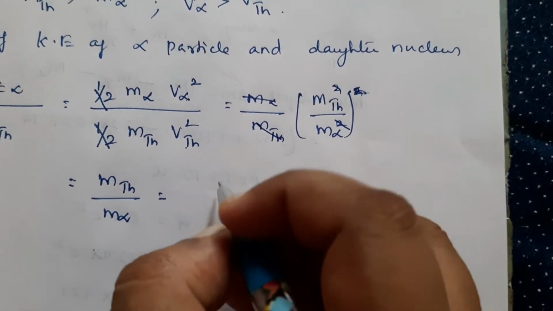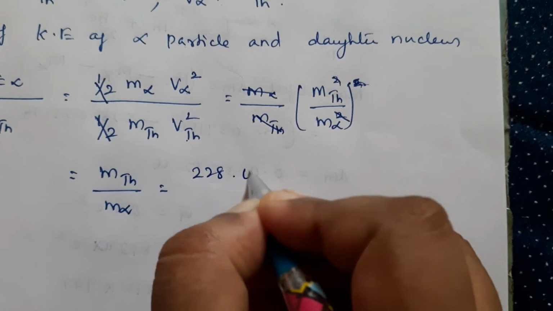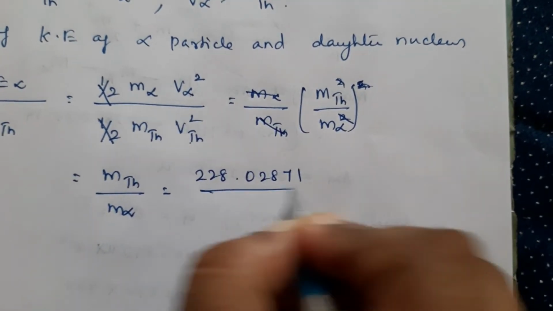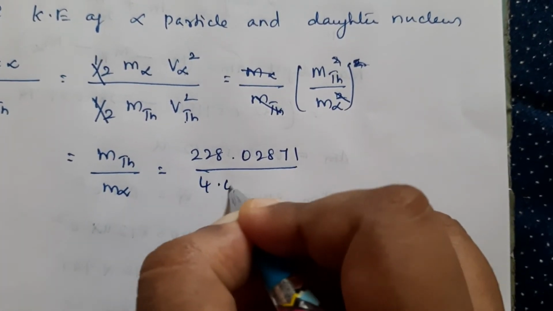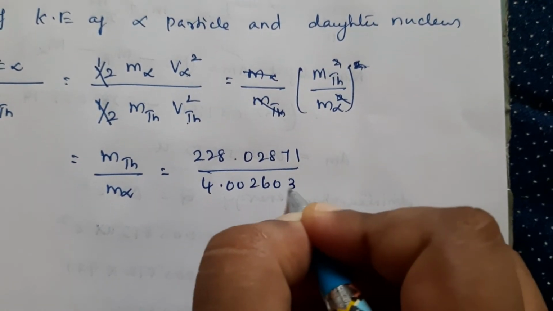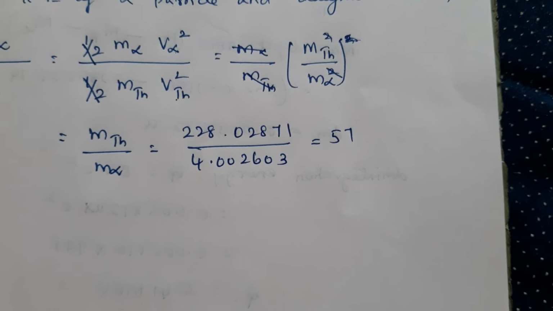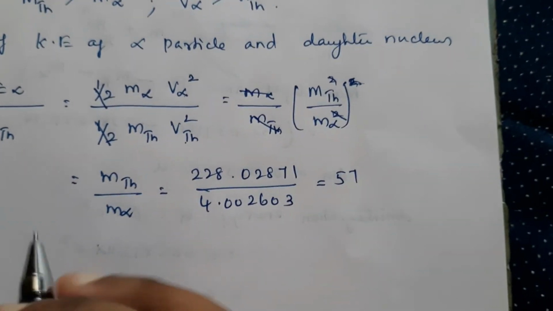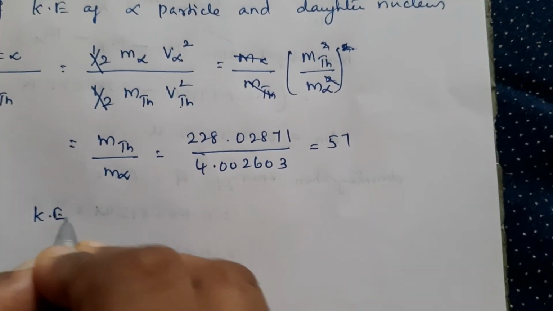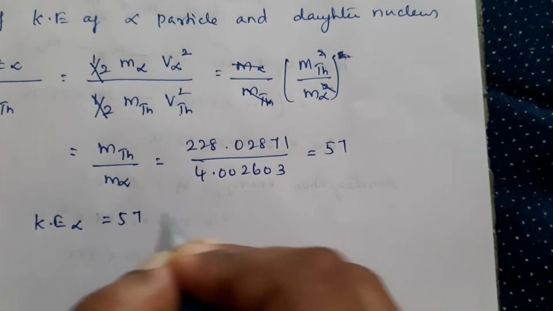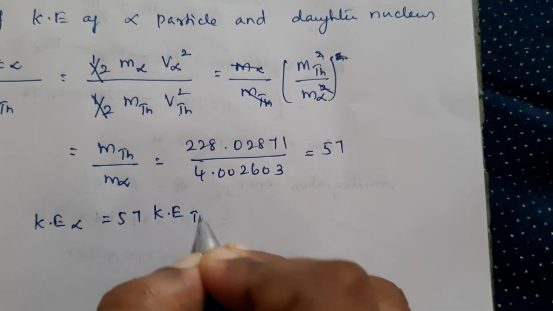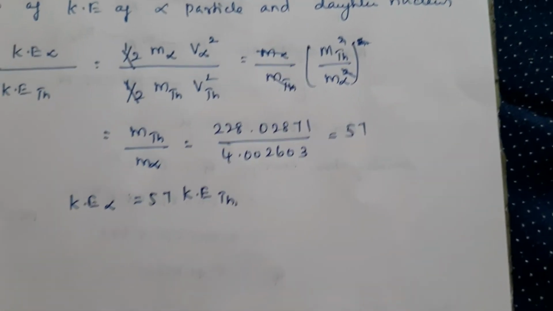So what is the mass of thorium? That is 228.02874 divided by 4.002603. If you divide this, you will get 57. Therefore, we can write that the kinetic energy of the alpha particle is 57 times the kinetic energy of thorium.